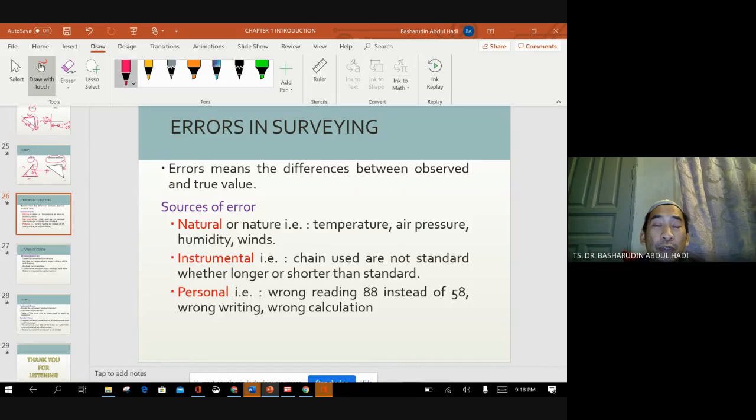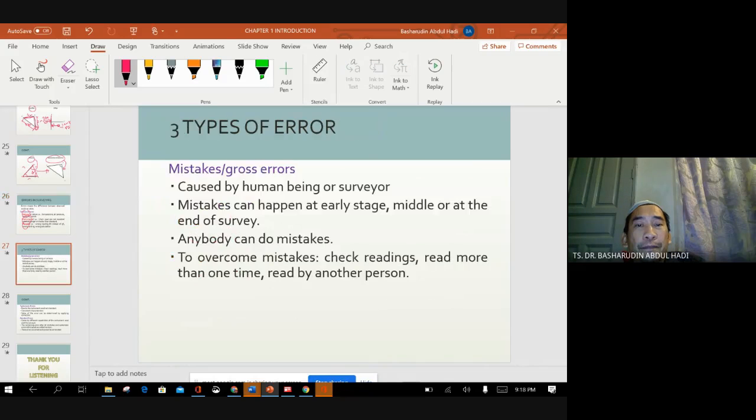For example, your friend says in leveling for the staff at point A 2.20, so you say that 2.02 meter. Okay, so you are wrong writing, wrong calculation. Normally, based on your awareness, based on your motivations, based on what you face on that day. Okay, so still remember error in surveying: you have nature, you have instrumental, and you have personal error in surveying.